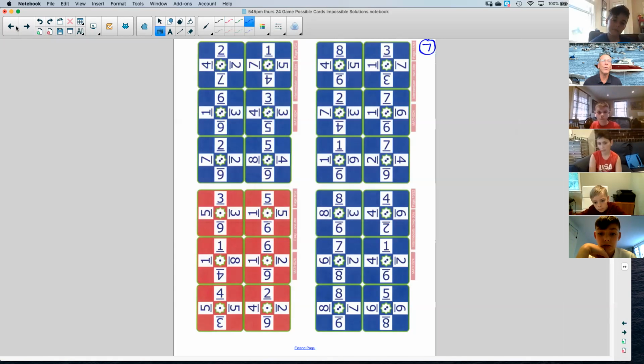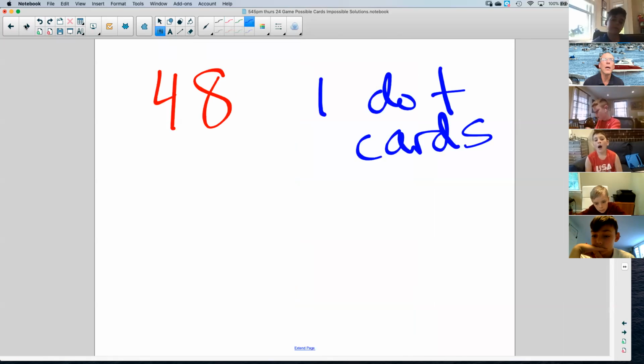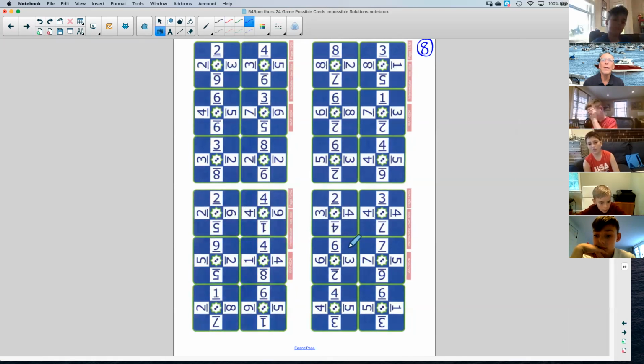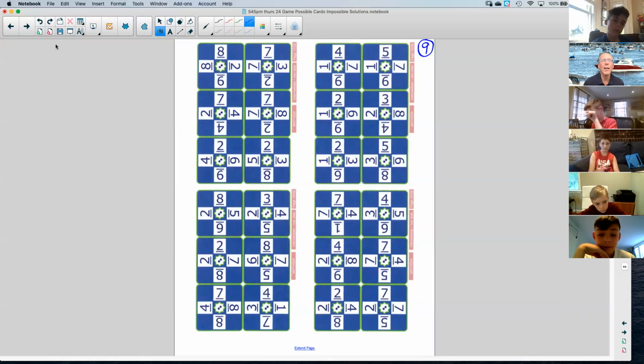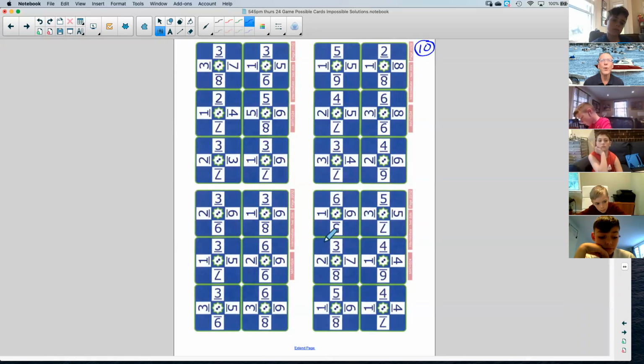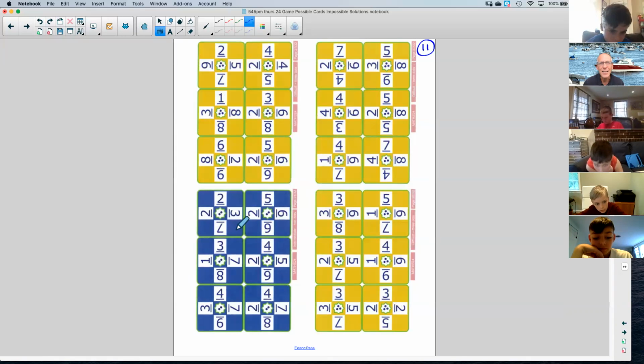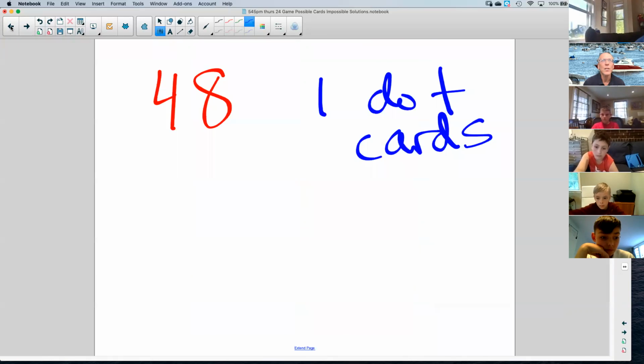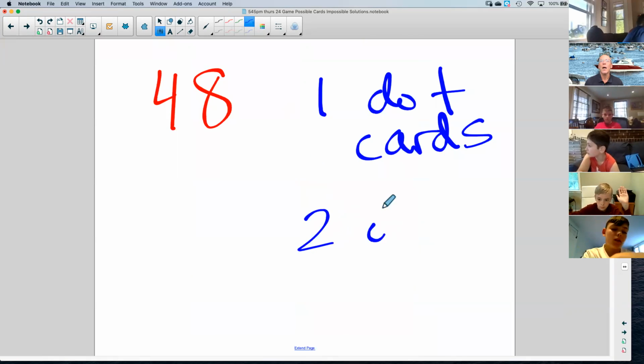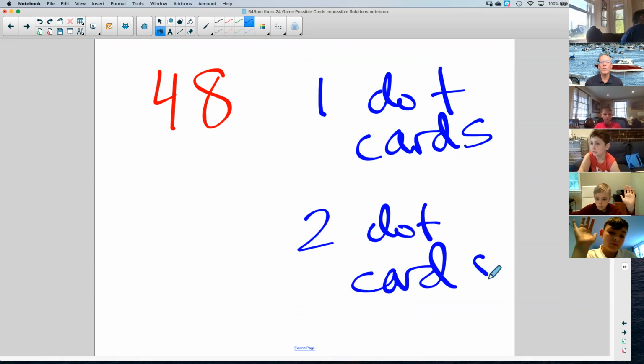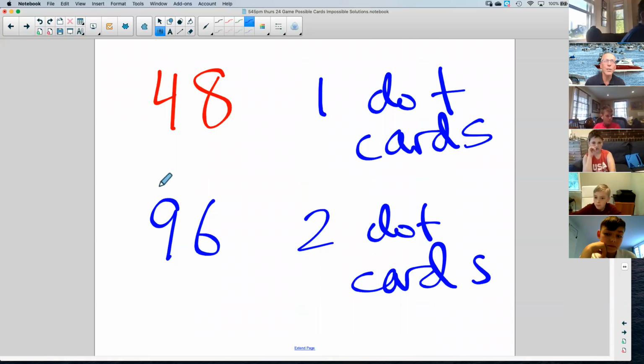Let's look at the two-dot cards. Well, you know what? Let's just count clusters of 6. So there's 1, 2, 3, 4, 5, 6, 7, 8, 9, 10, 11, 12, 13, 14, 15, and 16. Can you do 16 times 6? On 3, 1, 2, 3, go. 96. There are 96 two-dot cards.